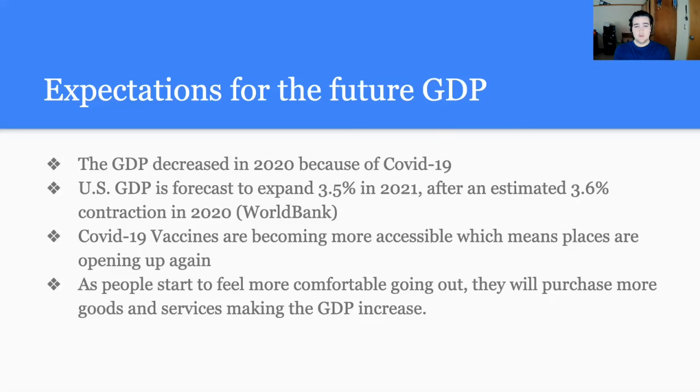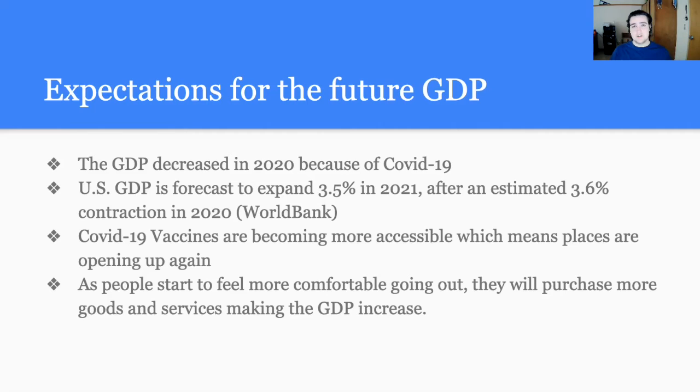So for the future of the GDP in 2021, it is expected that it will expand about 3.5%. And this is after the estimated 3.6% contraction that it had in 2020, which means that after all said and done, because of the pandemic, we are only about 0.1% growth below where we were in the beginning of 2020, because we decreased 3.6% and now we are expected to increase by 3.5%.